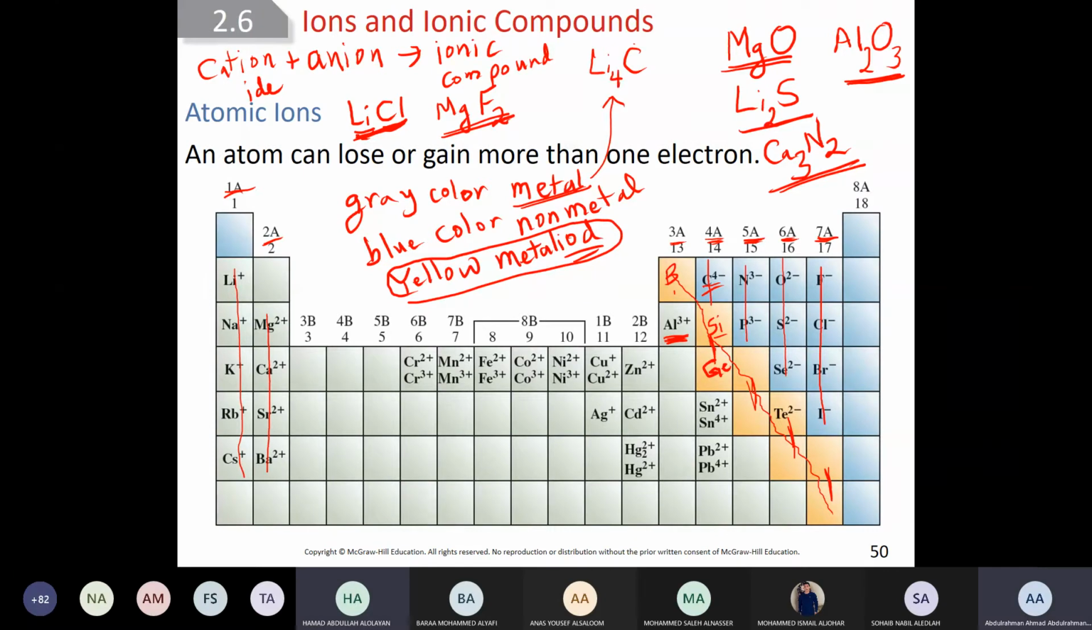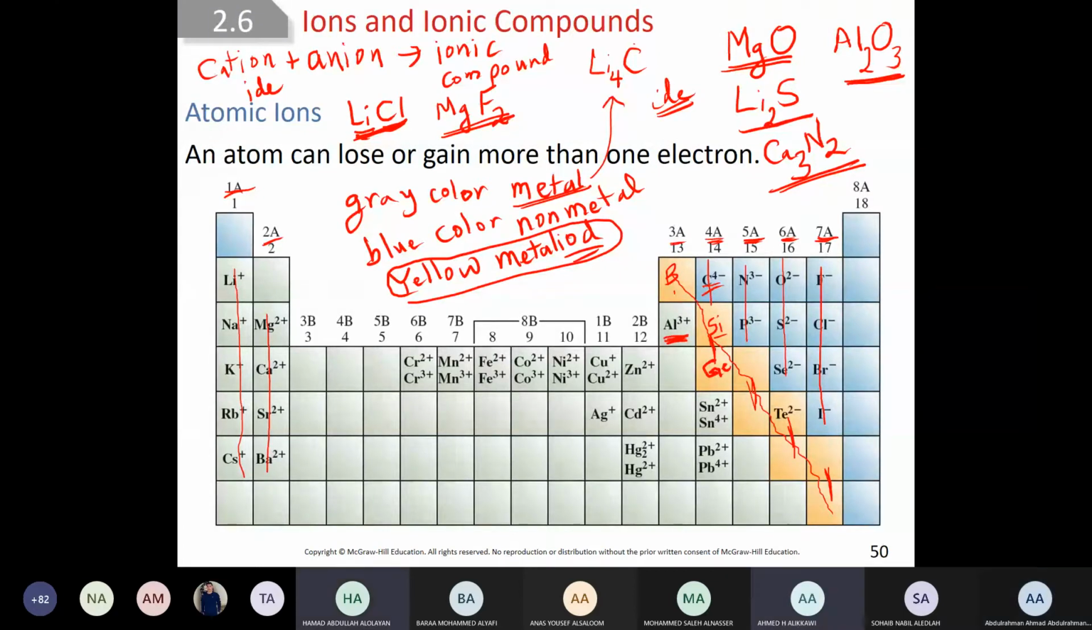Exactly. Okay, what's the name of this compound? Lithium carbonide. Ide, not carbonide. Carbide. Lithium carbide. Is this clear?